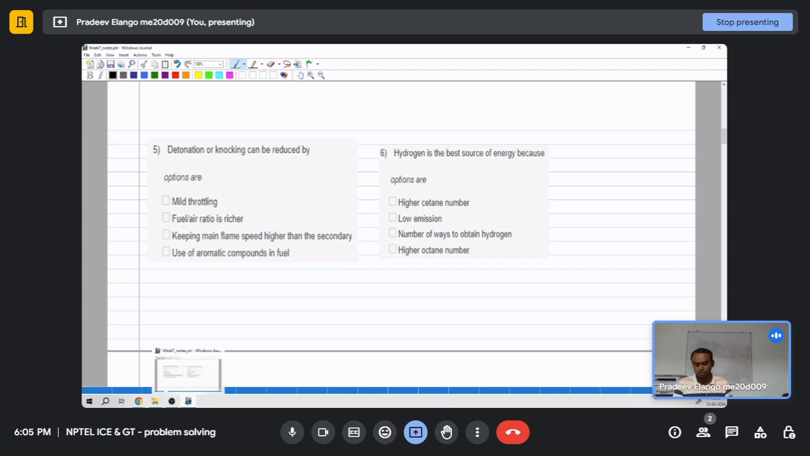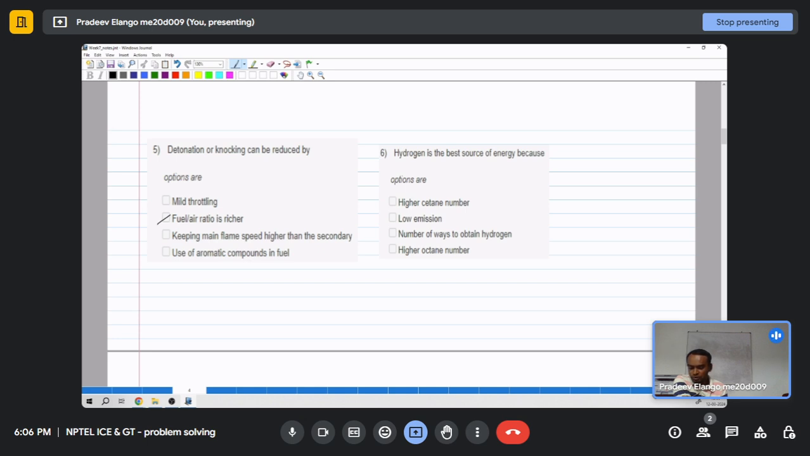Detonation or knocking can be reduced by mild throttling, a higher or richer fuel air ratio, keeping main flame speed higher than secondary, or use of aromatic compounds in fuel. Throttling will not help in avoiding detonation. A richer fuel air ratio will help because of the reduced temperature. We put more fuel, and because of the evaporation of the fuel, the temperature of the charge gets lower, and because of this we will have less knocking or detonation.